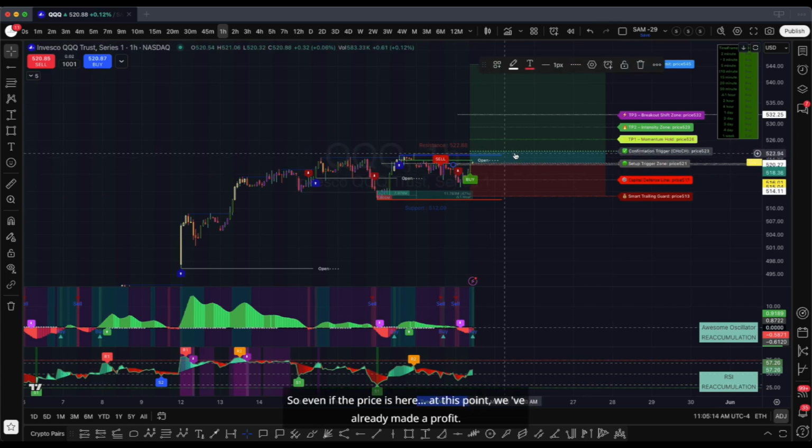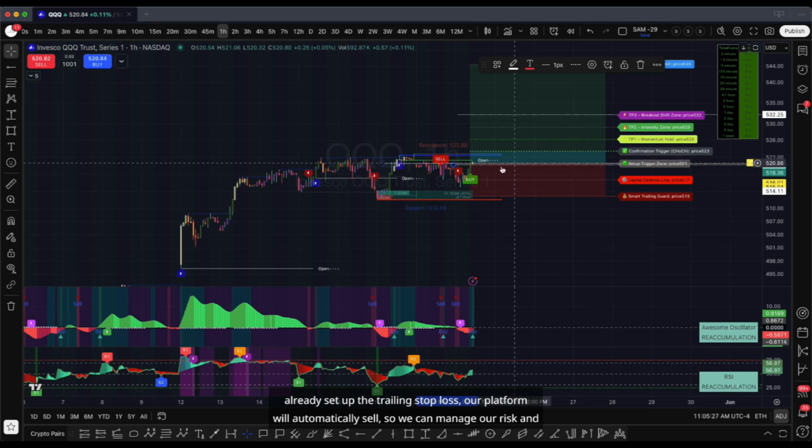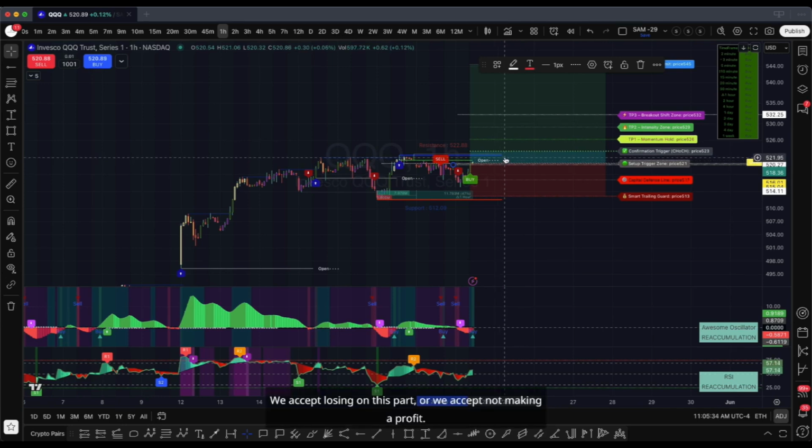So even if the price is here, at this point we've already made a profit. In case the market turns bad or is affected by something, if it drops back down here, then because we've already set up the trailing stop loss, our platform will automatically sell so we can manage our risk and avoid losing our capital. We accept losing on this part, or we accept not making a profit. Okay, then we just pay the fee.